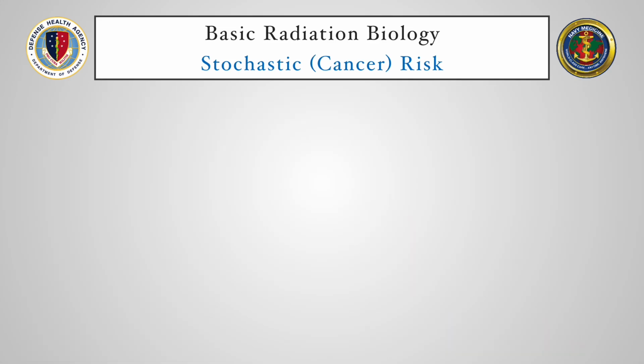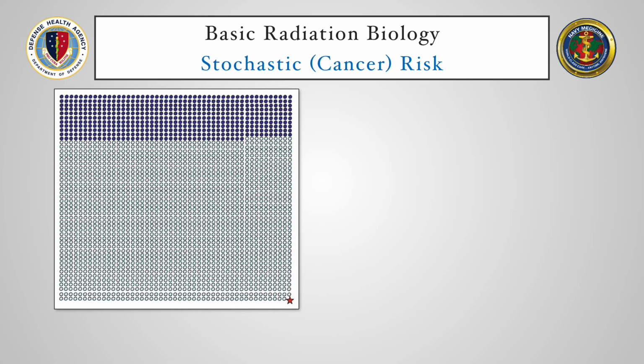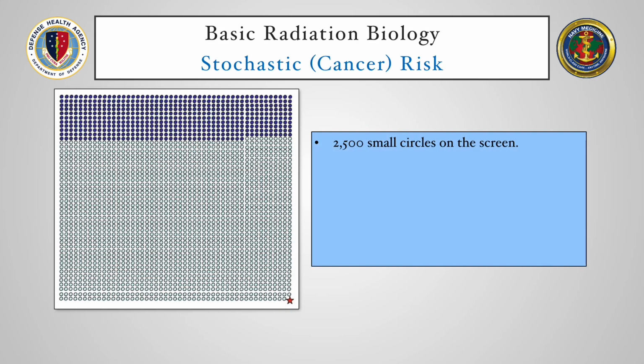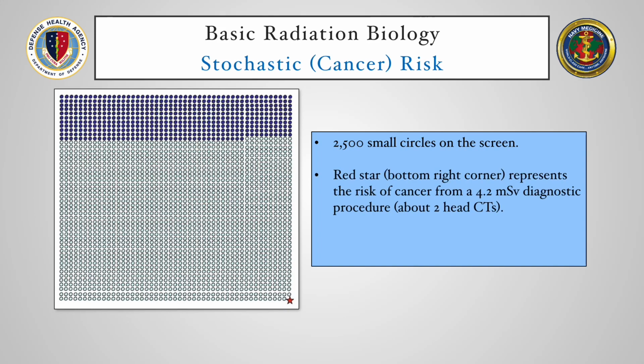Let's take a look at a risk comparison laid out by Fahey et al. in their 2011 article on minimizing and communicating radiation risk in pediatric nuclear medicine. There are 2,500 small circles on the screen. The red star in the bottom right corner represents the risk of cancer from a 4.2 millisievert exposure to ionizing radiation. In contrast, there are 550 dark blue circles that represent the number of the original 2,500 that will naturally die of cancer, which is approximately 20%.